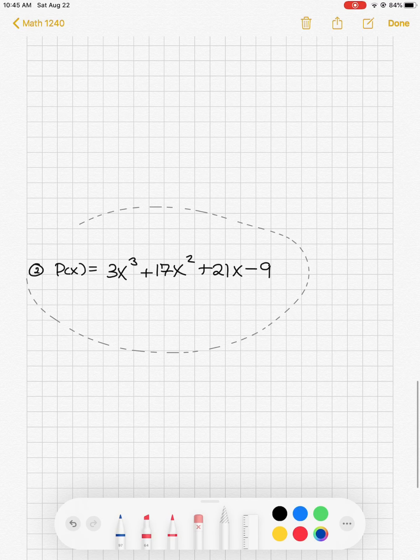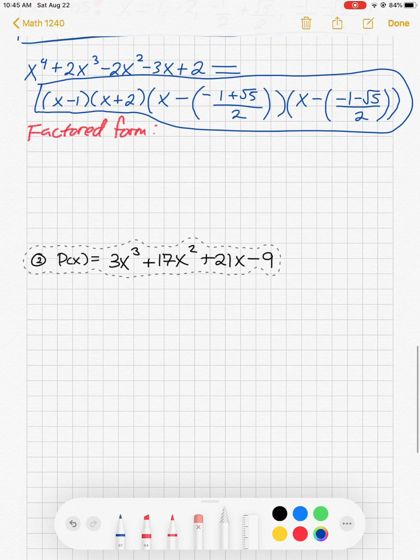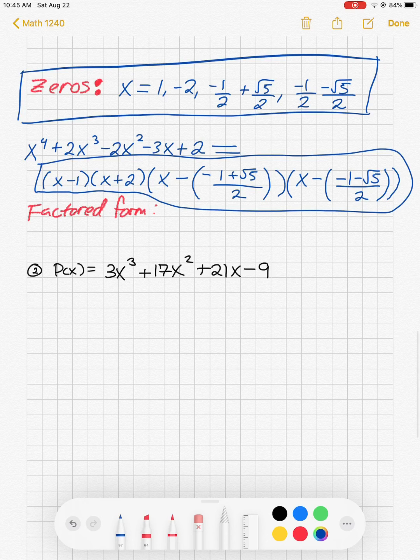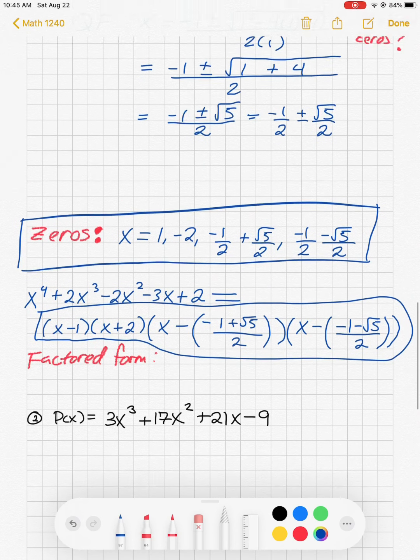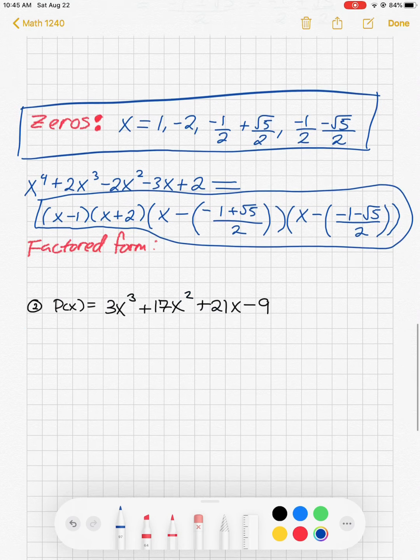And then we get to go on. There's one more. At least this one's a 3rd degree. So that means I'm only looking for 3 potential zeros. So 3 factors at most instead of 4. All right.